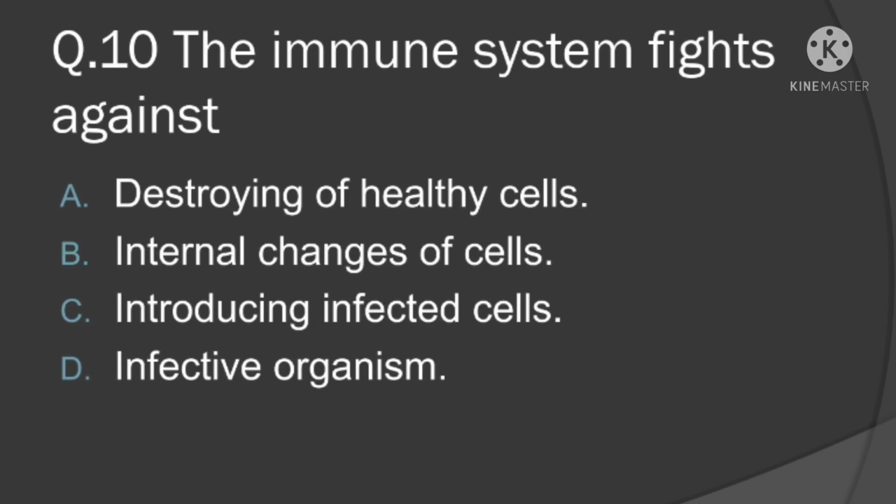3. Question number 10. The immune system fights against A. Destroying of healthy cells. B. Internal changes of cells. C. Introducing infected cells. D. Infective organism. Correct answer is B. Internal changes of cells.